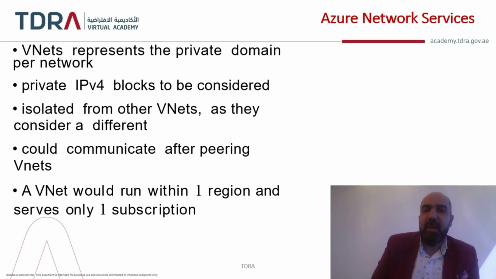So what is VNet? It's a private network domain. What does this mean? I can create a VNet. I want you to think of a VNet as a switch that you divide into subnets, and you can create the subnets for your servers. So a cloud communicates after peering VNets. If I have multiple VNets, I can do something called peering between them if I need intercommunication. A VNet runs within one region and serves only one subscription.